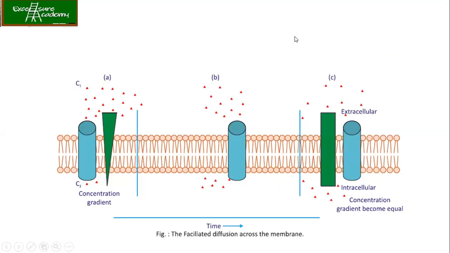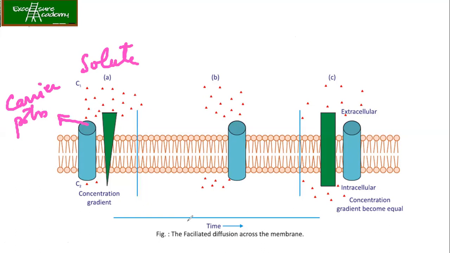Yes. So look at the figure over here. This is how they have shown the concentration gradient. Here the concentration of the solute is high. Let us say this is your carrier protein, which is helping in the transport of the solute molecule. So how is the concentration gradient? It is high over here and low here, right?